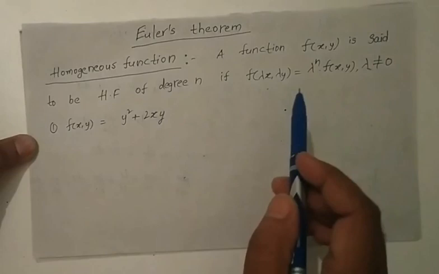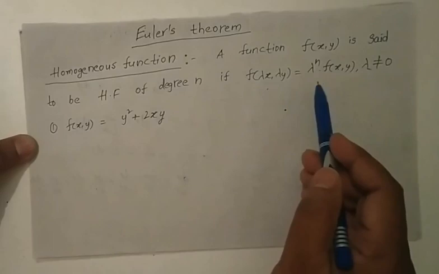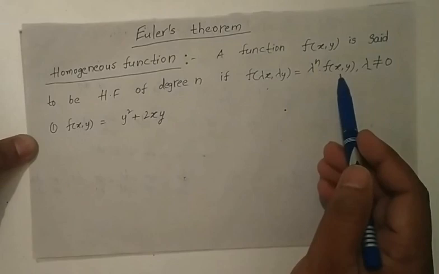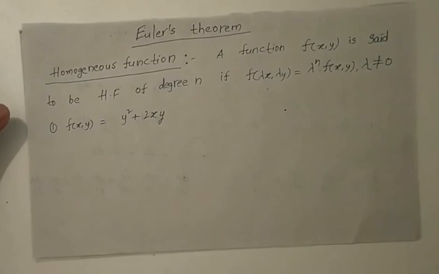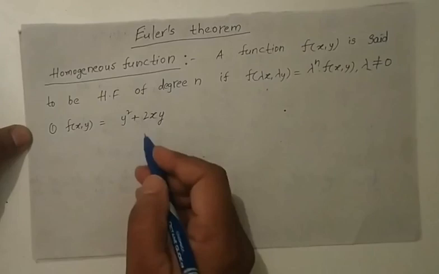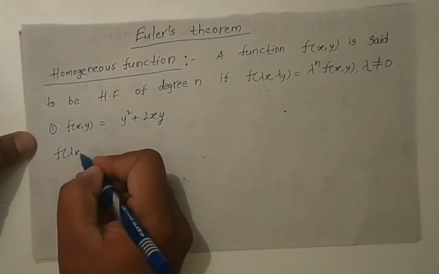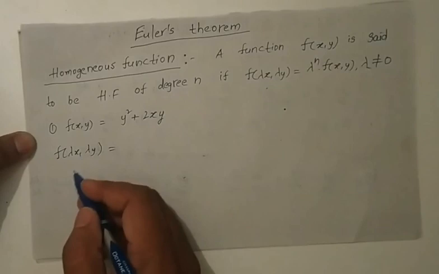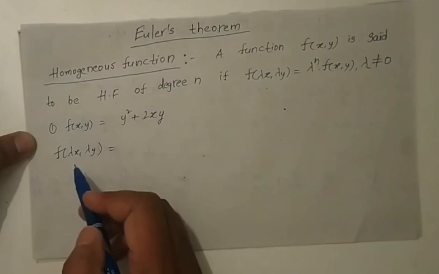So when we calculate f of lambda x comma lambda y, if you get an expression of the form lambda power n into f of x comma y, then we say that it is a homogeneous function of degree n. For checking whether this function is homogeneous or not, I will check f of lambda x comma lambda y. That means we have to substitute x with lambda x and y with lambda y in the given function.